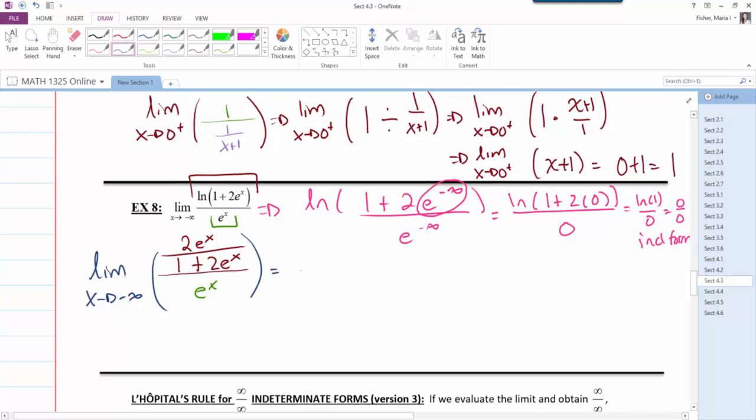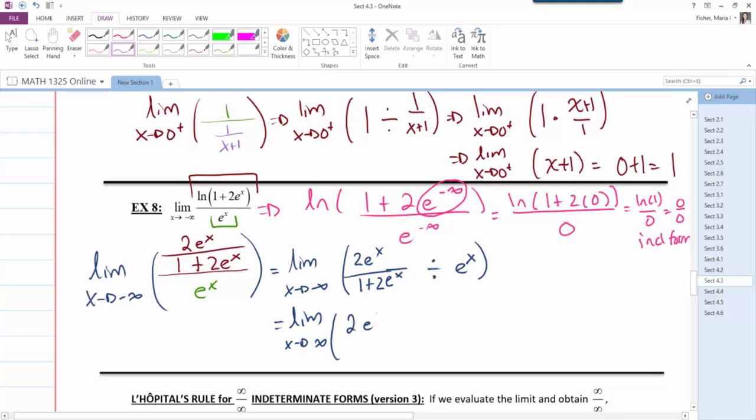And now if we clean this up, again you're looking at the limit as x approaches negative infinity of 2e^x over 1 plus 2e^x, divided by e^x. And if you're dividing by something, it's the same as multiplying by the reciprocal. So you're looking at 2e^x all over 1 plus 2e^x times 1 over e^x. And these e^x's cancel.